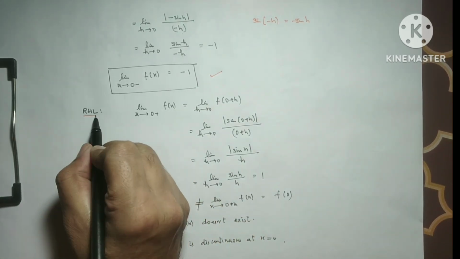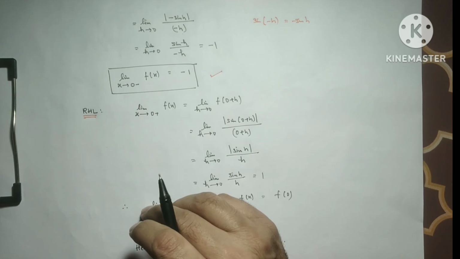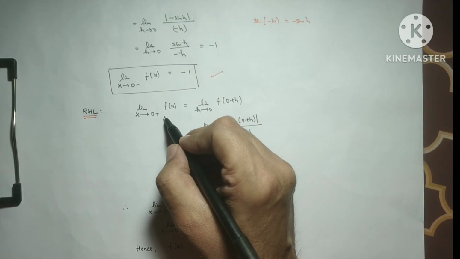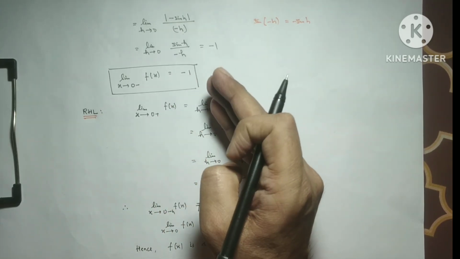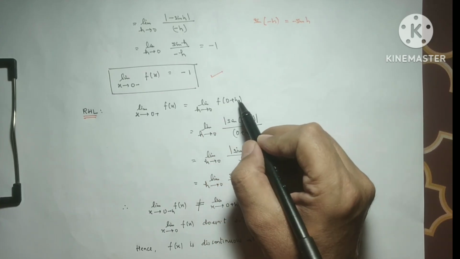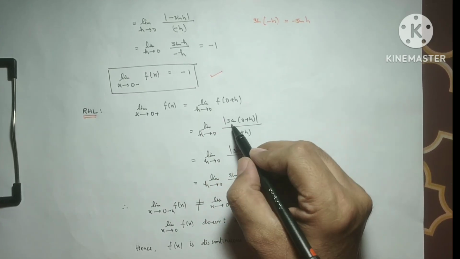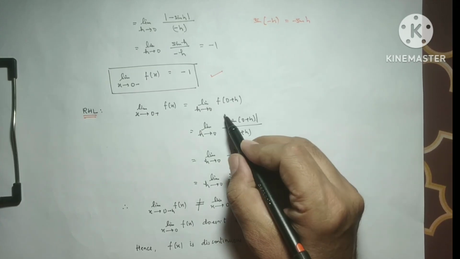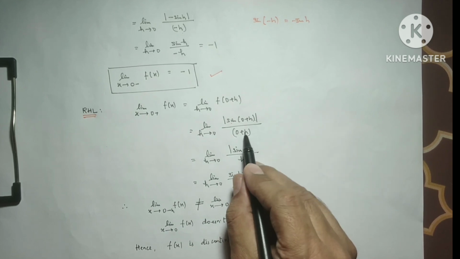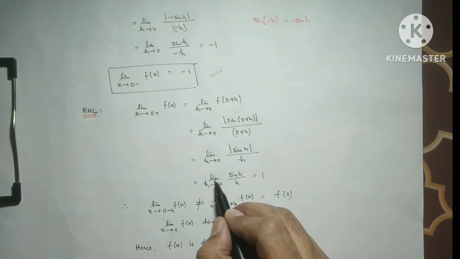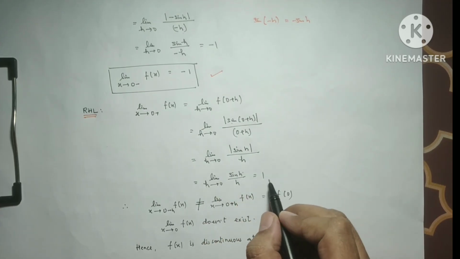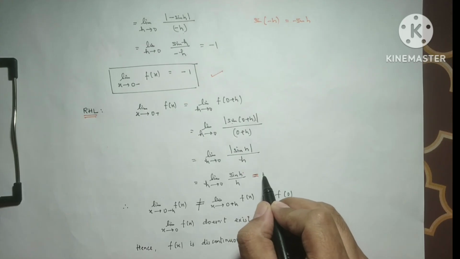Now we will collect the right hand limit, and according to this we put 0 plus. So 0 plus h means the values are slightly positive. According to this, limit h tends to 0, f of 0 plus h, we put 0 plus h in the function. So sine 0 plus h over 0 plus h, and the mod, this is sine h, and the mod of sine h is sine h, and this is again positive. So now limit h tends to 0, sine h over h, according to the theorem, we know its value is 1.